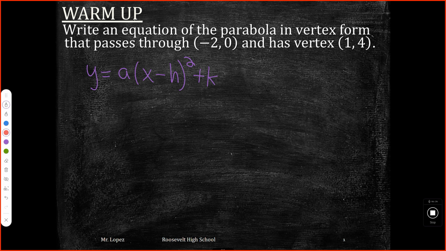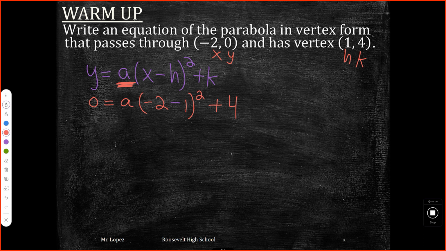So we don't have the a value, but we were given the vertex and a point. So let's identify the h and k for the vertex and the x and y point given that's on the graph. So we're going to substitute in those numbers for the variables. So y is 0. You try to figure out what a value is. x is -2 minus h, which is 1, squared plus k, which is 4.